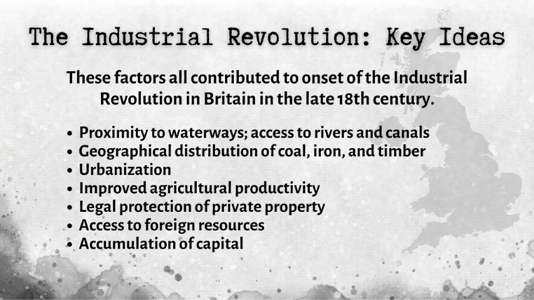So the key ideas for this topic, 5.3, is these factors all contributed to the onset of the Industrial Revolution in Britain in the late 18th century. Proximity to waterways, such as the access to rivers and canals, geographical distribution of coal, iron, and timber, urbanization, improved agricultural productivity, legal protection of private property, access to foreign resources through the colonies, and the accumulation of capital.